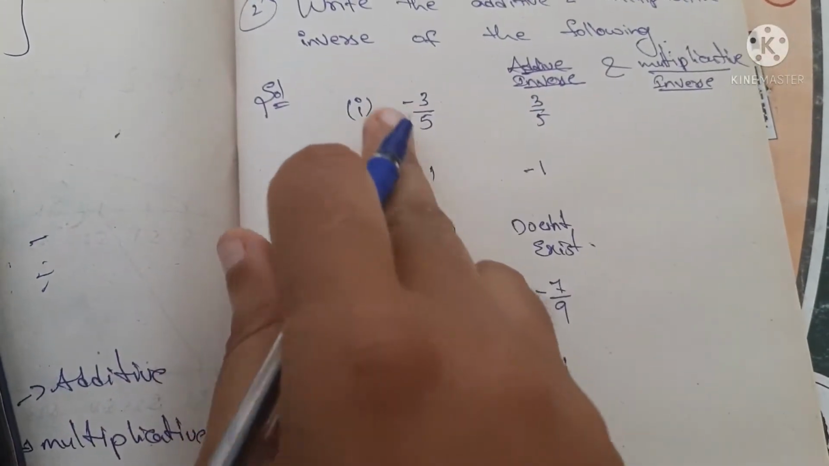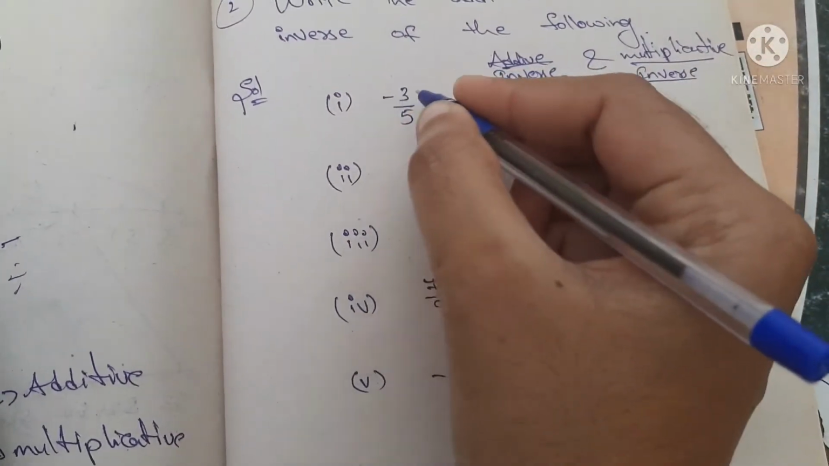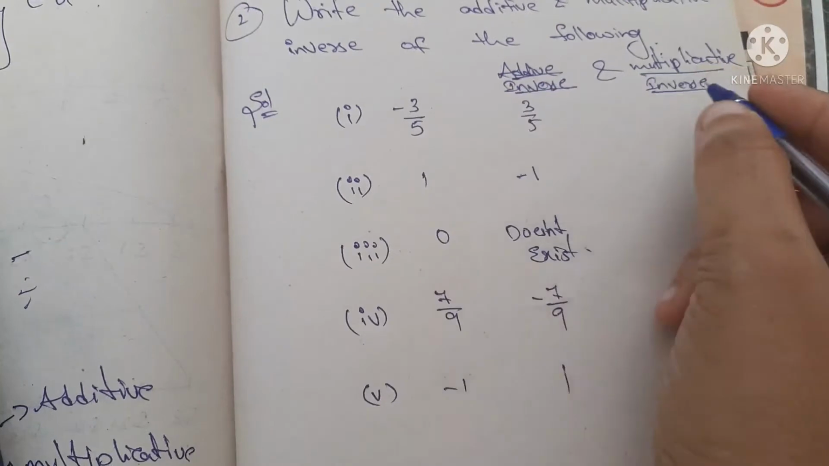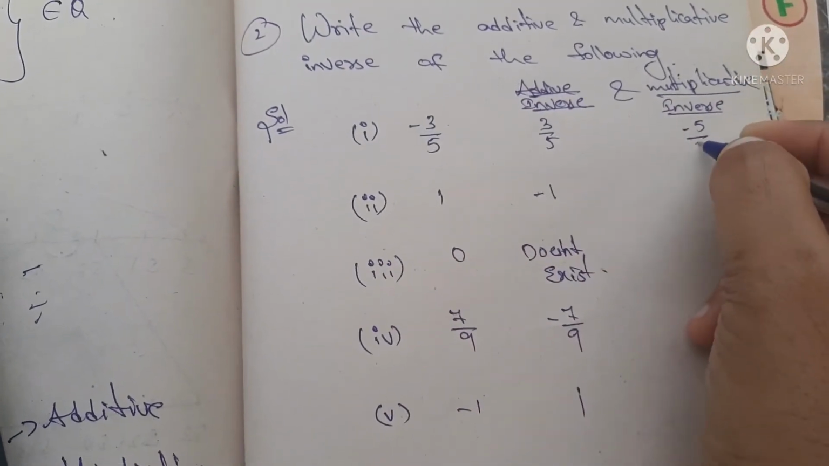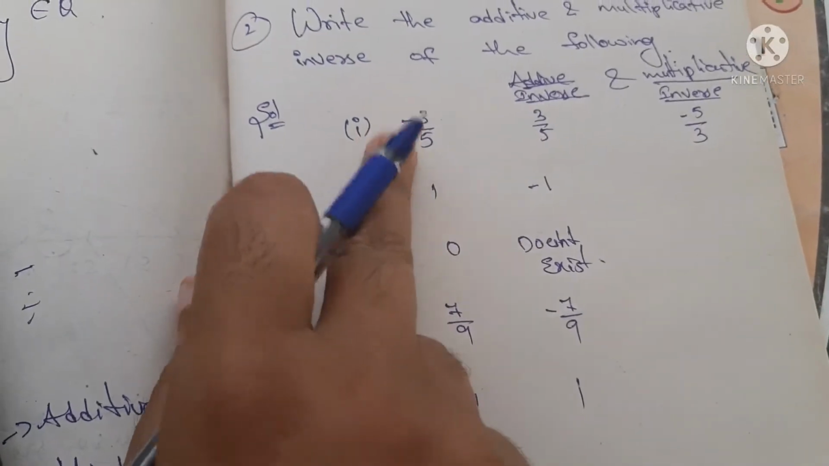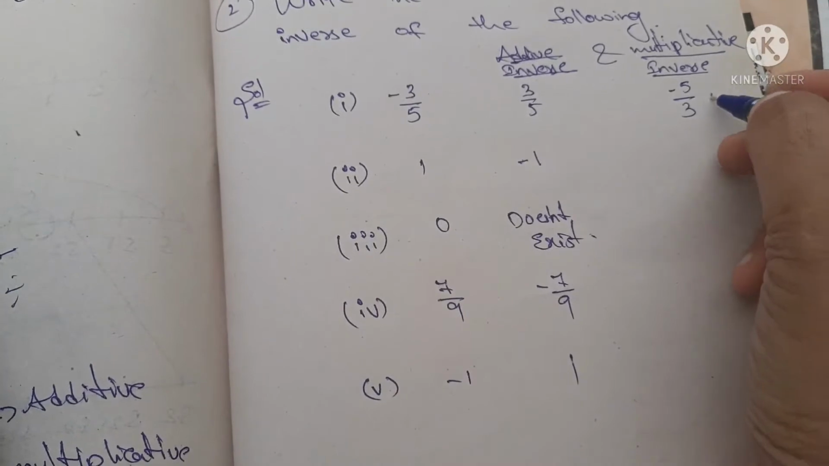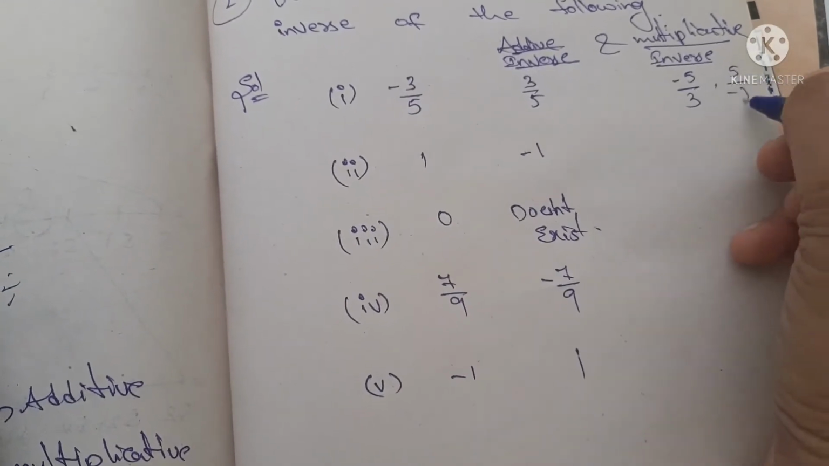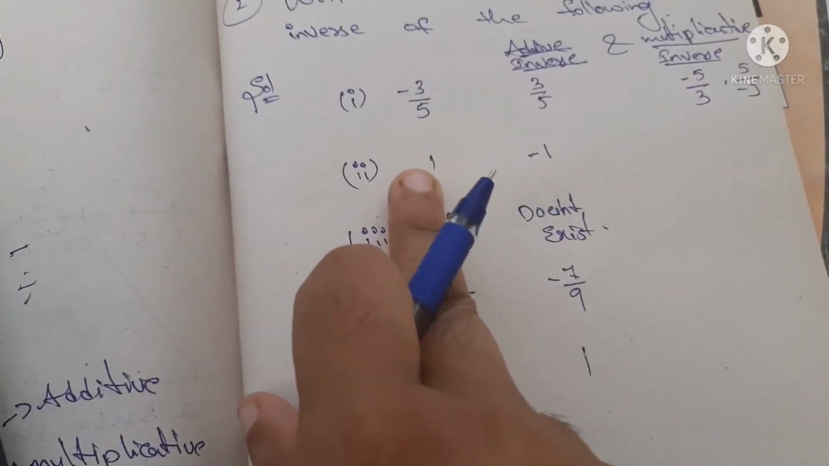Multiplicative inverse of minus 3 by 5. Just write the reciprocal. It does not change the sign. So minus 3 by 5. What is the multiplicative inverse of minus 3 by 5? Minus 5 by 3. No need to change the sign. No problem, if we want to change, no problem. Minus 5 by 3 or 5 by minus 3.